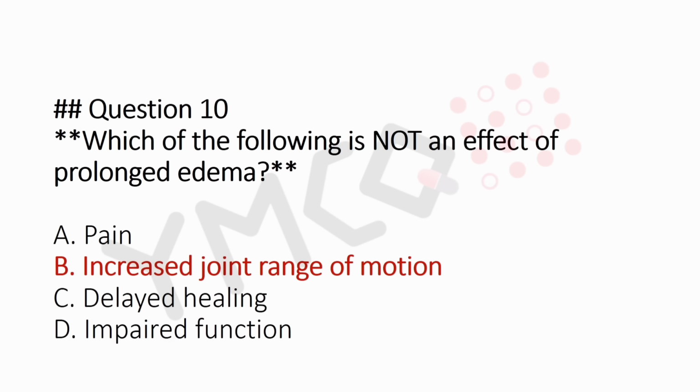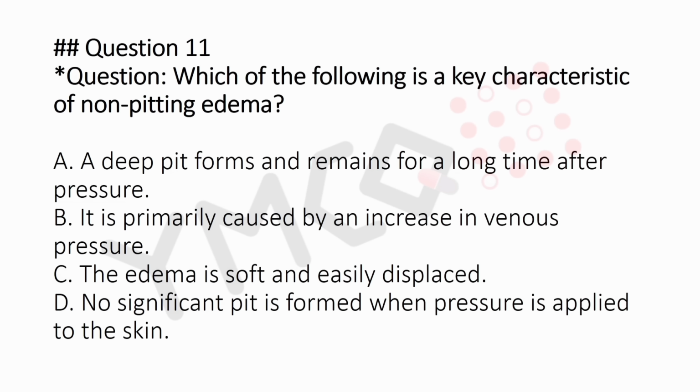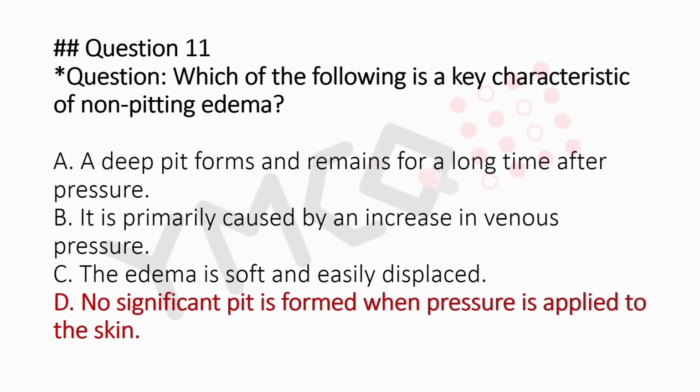Now let's move to question number 11. Which of the following is a key characteristic of non-pitting edema? Option A. Deep pit forms and remains for a long time after pressure. Option B. It is primarily caused by an increase in venous pressure. Option C. The edema is soft and easily displaced. Option D. No significant pit is formed when pressure is applied to the skin. And the answer is Option D. No significant pit is formed when pressure is applied to the skin.